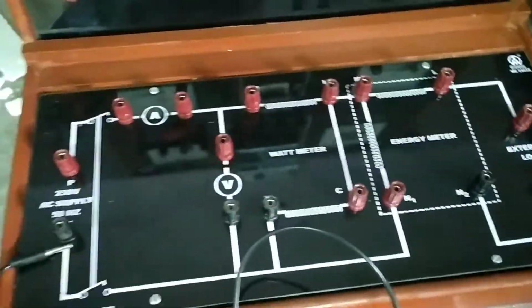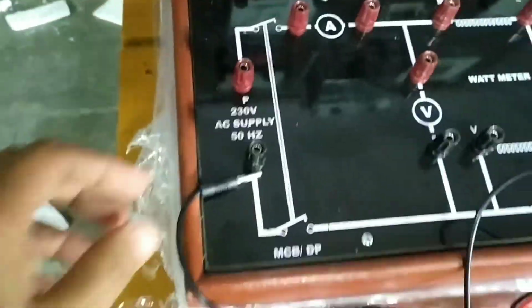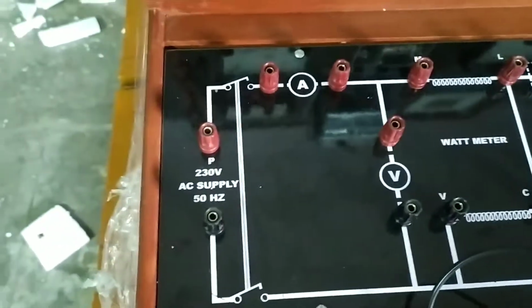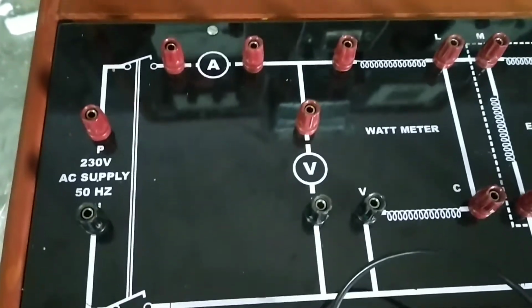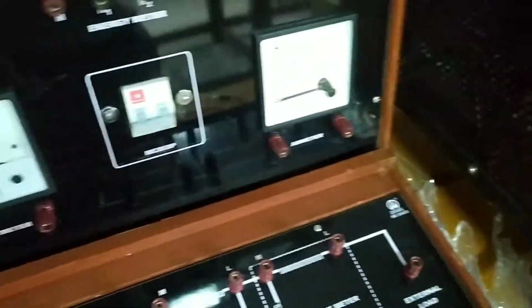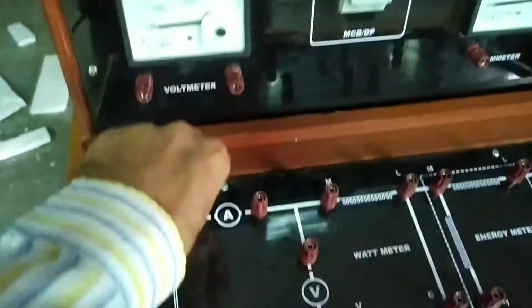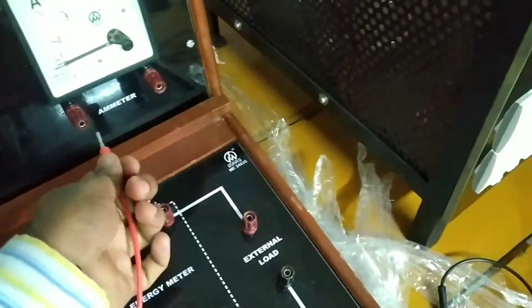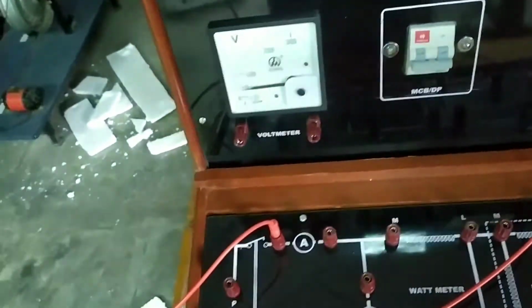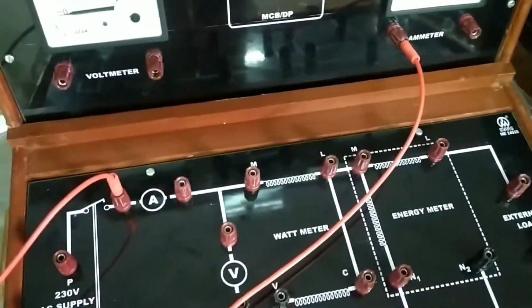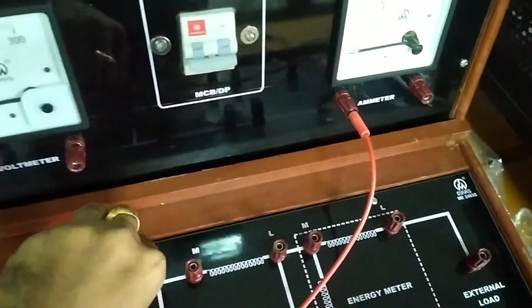Before keeping it on, we have to make the connections. So firstly we go to the AC supply that we have to apply. Before connecting this AC supply, we have to connect the ammeter in series. So we take 1 point of the ammeter at this, and you connect the ammeter at this. Another point we take, this ammeter's second point in the panel, we have to connect it with the meter.